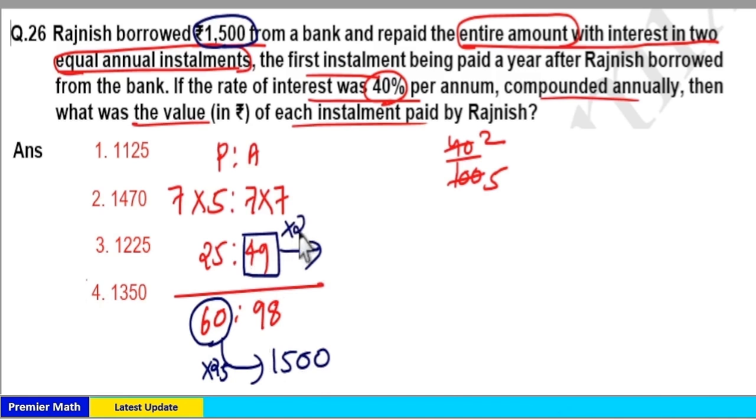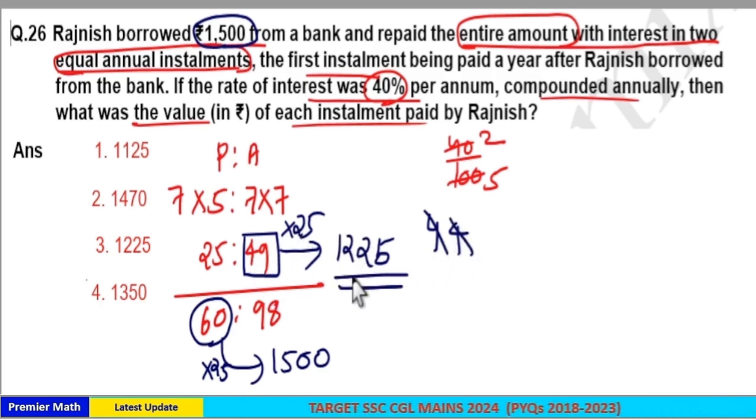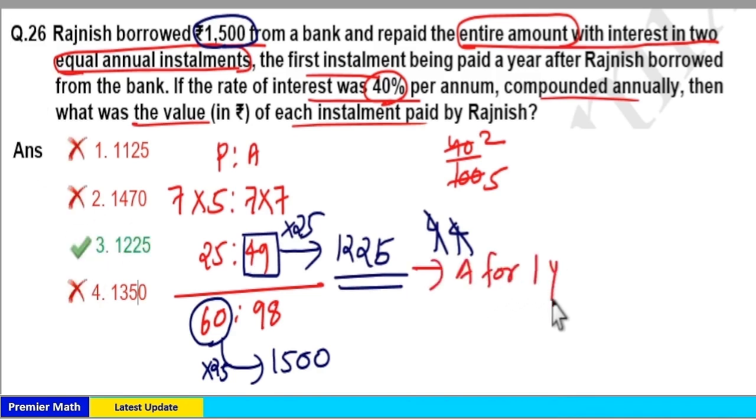So 49 part is equal to 49 into 25, which is equal to 5 into 9, 45, remaining 4. 9 into 2, 18, 18 plus 20, 38, 38 plus 4 is equal to 42, remaining 4. 4 into 2, 8, 8 plus 4, 12. So 1225. Option 3 is your answer.